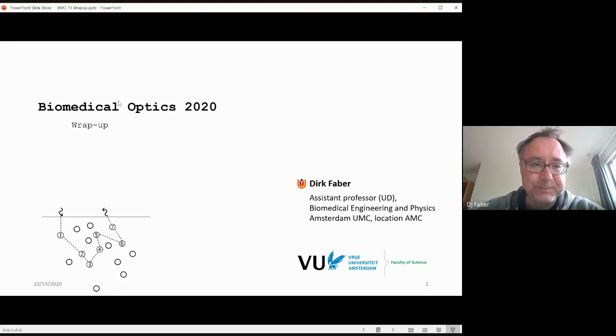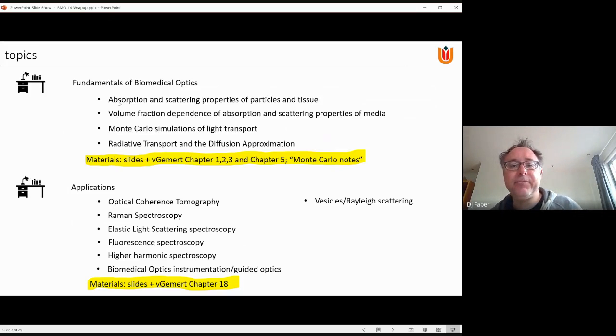So wrapping it up, if we look at the topics that we discussed during the class, we can roughly split it into sections: fundamentals of biophotonics and applications of biophotonics or biomedical optics. The most important topics, and I'm going to run past each bullet point in the next few slides, are absorption and scattering properties of particles and of tissues, the volume fraction dependence of these absorption and scattering properties, Monte Carlo simulations of light transport, of course, you also made an assignment on that, and the radiative transport equation and the diffusion approximation to that.